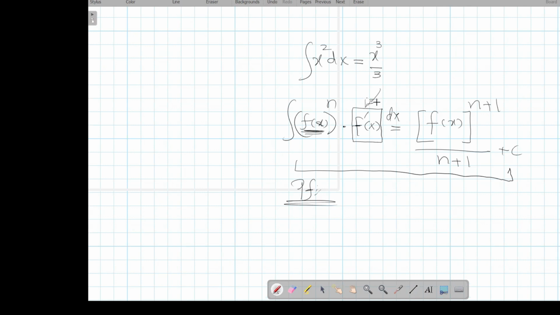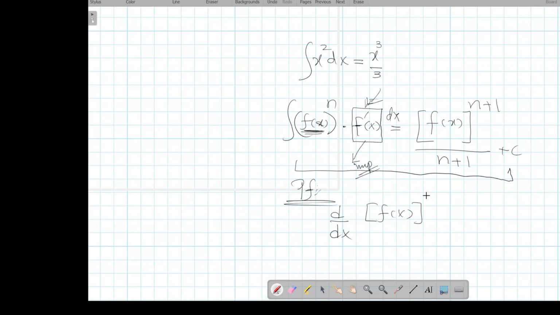Okay, let's prove this formula. So you have to keep in mind that this derivative is important here. This should be available, so you can use this formula. How is this coming? Let's prove this. In order to prove this, you need to differentiate the right hand side.